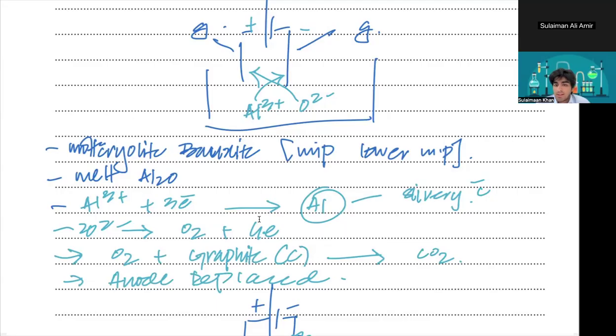3 methods of rusting. What are the methods for rusting? Rusting takes place when iron comes into contact with oxygen and water.